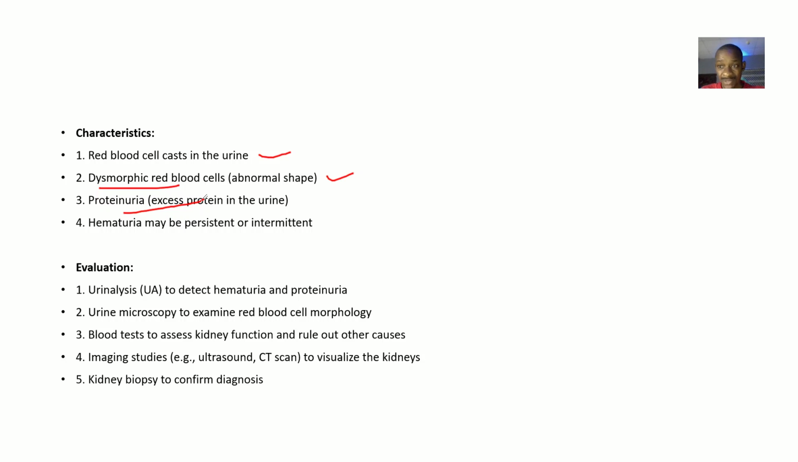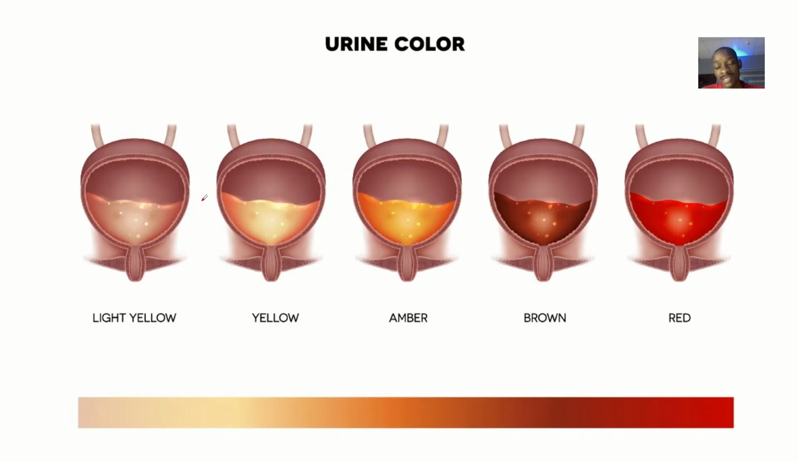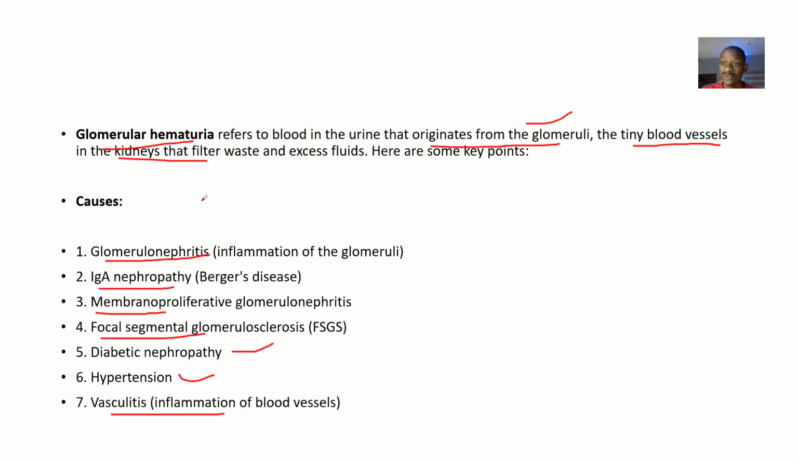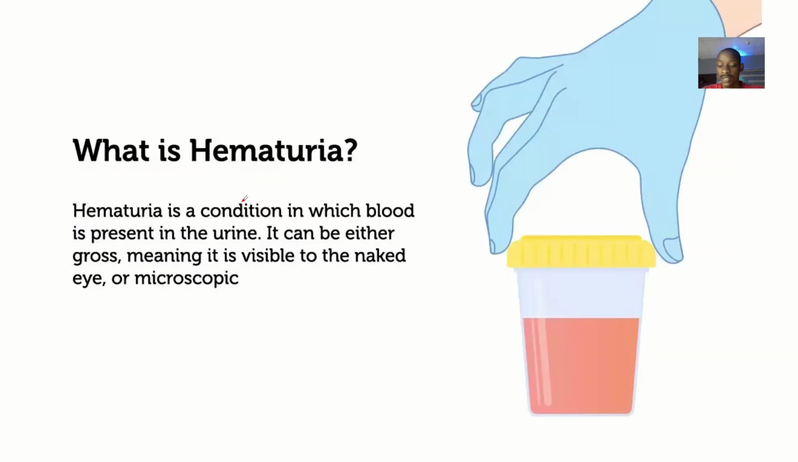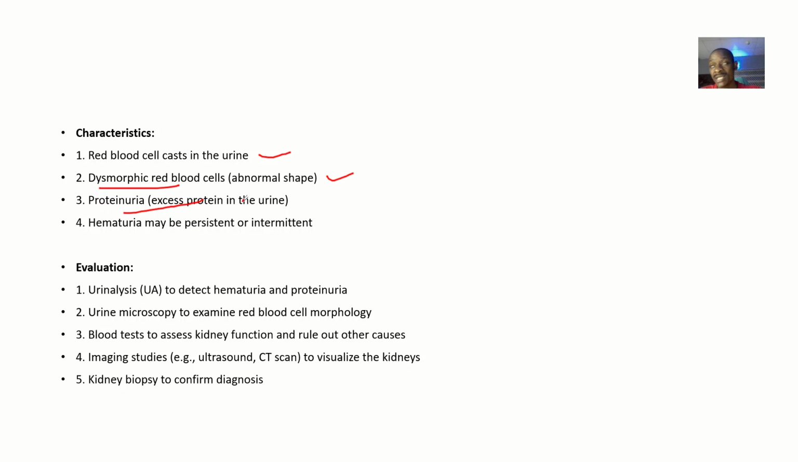Do you know why there will be proteinuria? Most of the time, when there's inflammation of blood vessels or of the glomeruli itself, proteins get filtered through the glomeruli, whereas normally, if the glomeruli is intact, proteins will not be filtered. Do you understand? So that's the reason for that. And this type of hematuria may be persistent or intermittent.